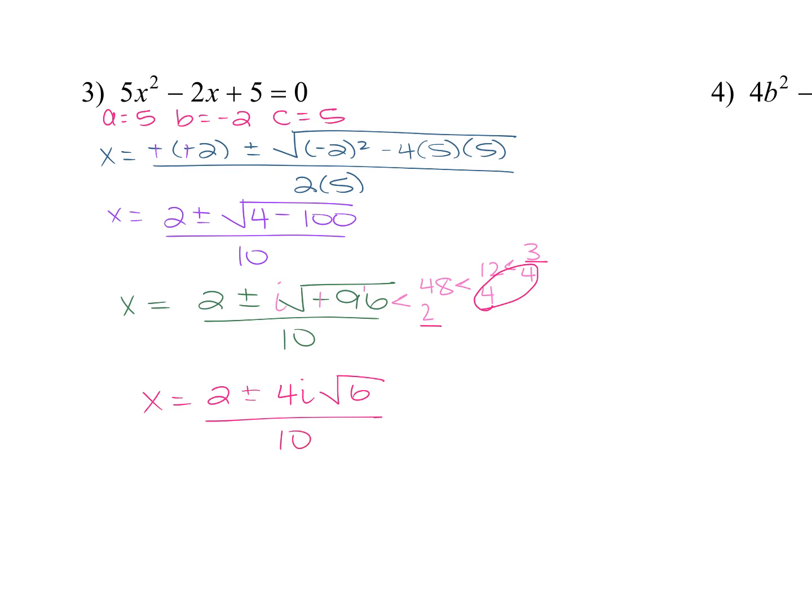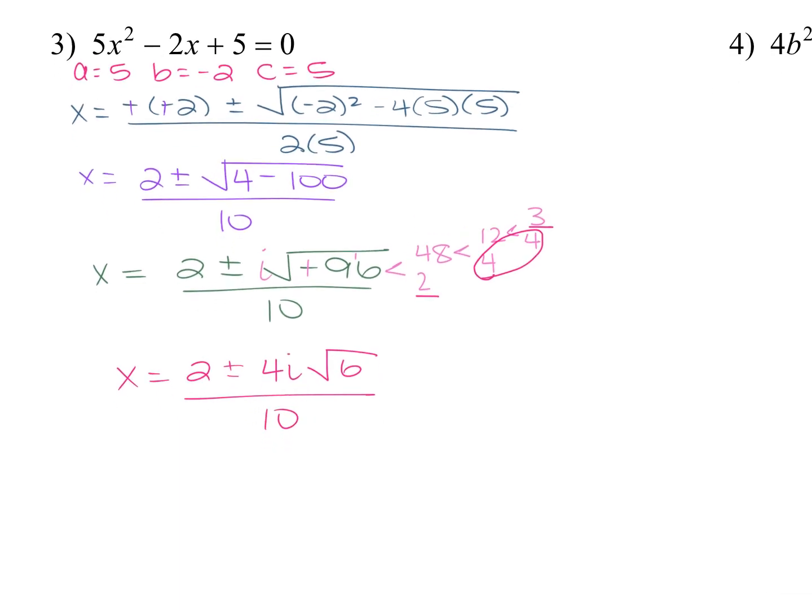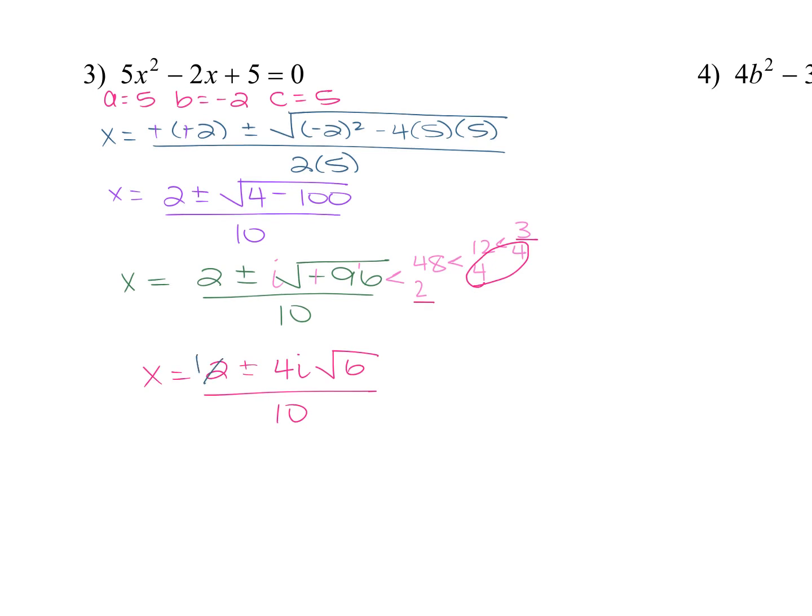Your 2, your 4i, and your 10 are all divisible by 2. So that means that your 2 turns into 1, 4 turns into 2, 10 turns into 5, giving you x is equal to 1 plus or minus 2i square root 6 all over 5.